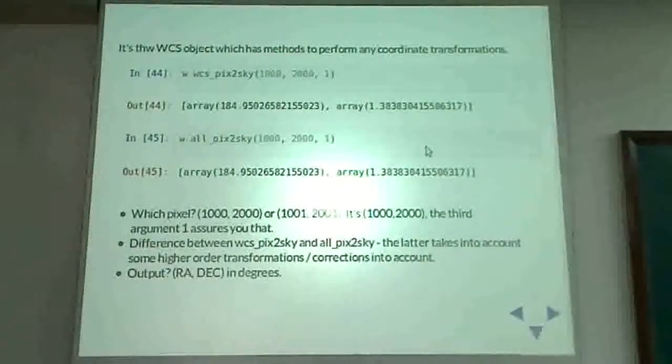But if you are using an existing algorithm that's treating your image like an array, which means the counting starts from 0, you can put a 0 here and the counting will then be from 0 onwards. So in that case, it would be the 1001st pixel and the 2001st pixel. Same here. Now again, what is the difference between wcs_pix2world and all_pix2world? The output seems the same.